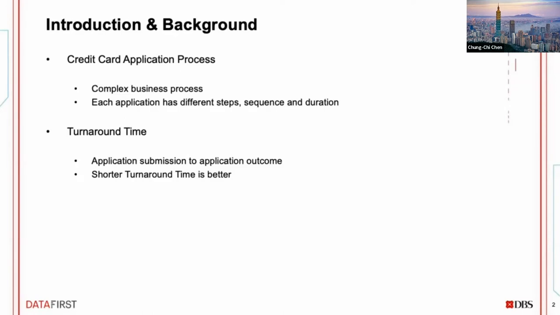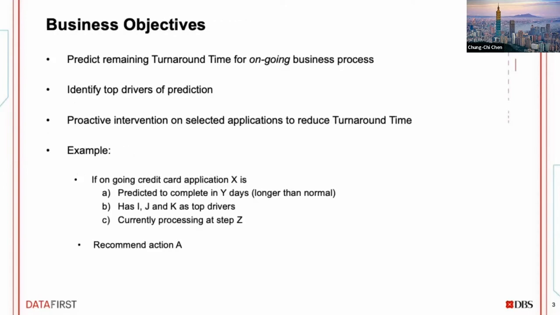It is in the interest of the bank that turnaround time is shortened to improve our customer experience and to increase the operation efficiency. Now, there are three different business objectives. First, we want to predict the turnaround time for ongoing credit card applications with a machine learning model. The keyword here is ongoing. Next, from the model, we want to identify the top drivers of prediction using feature contribution or feature importance.